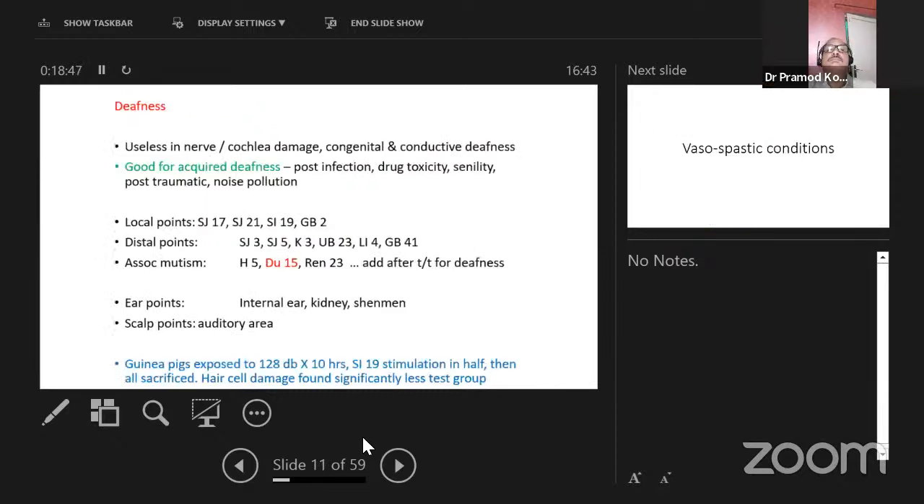So deafness, again, it is good for acquired deafness, not for congenital deafness. Again, things which cannot be treated, manufacturing defects unfortunately cannot be corrected. So manufacturing defects will remain. Only the acquired defects can be corrected. So we have the Sanjiao 17, Sanjiao 21, SI19, and GB2. 1 needle, 2 needles, 3 needles, or 4 needles.